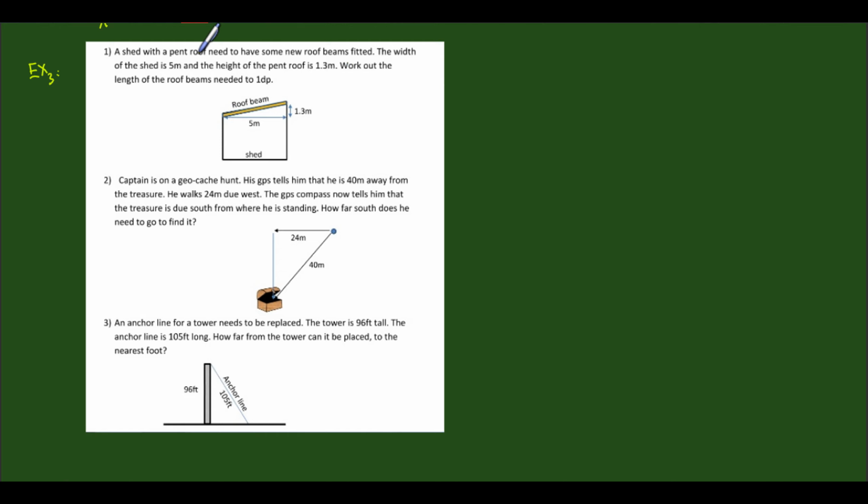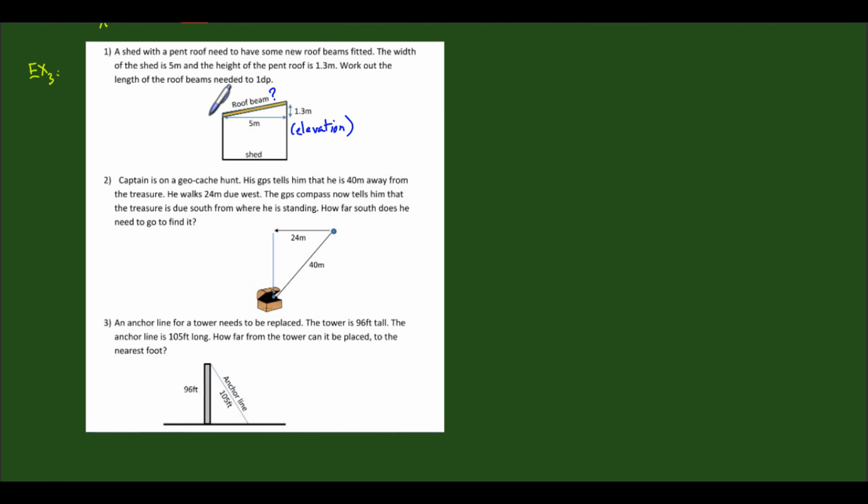A shed with a pan roof needs to have some new roof beam fitted. The width of the shed is 5 meters. So this is the width, 5 meters. The height of the roof is the elevation. This is the elevation right here, to give you the height, how high it goes up. And work out the length of the roof beam. So basically they're asking you for the roof beam right here.